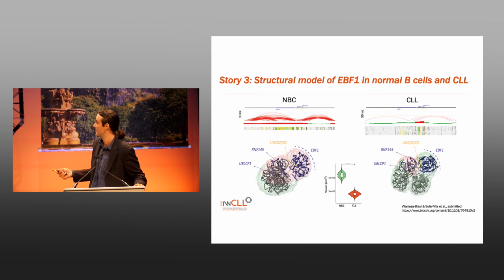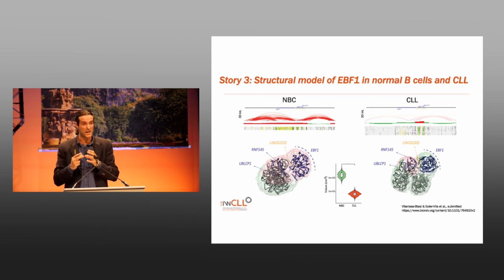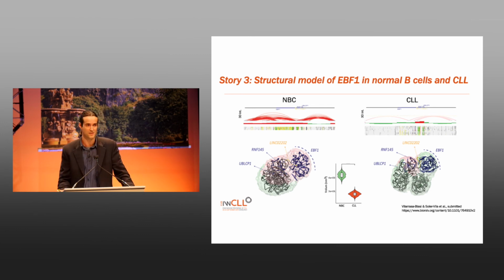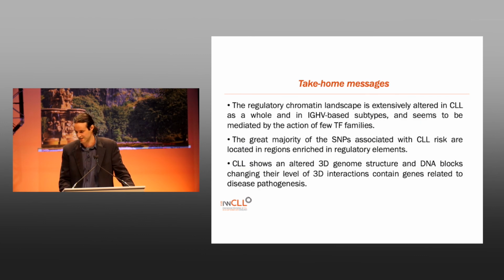In CLL, what happens? Well, the whole chromatin becomes packed, and the enhancers are gone. So in a way, the level of functional interactions is reduced to a minimum, and the chromatin is becoming heterochromatic and closed, right? And we can also measure the volume that EBF1 occupies within the cell nucleus, and in CLL, the volume is much, much smaller than in normal B cells.